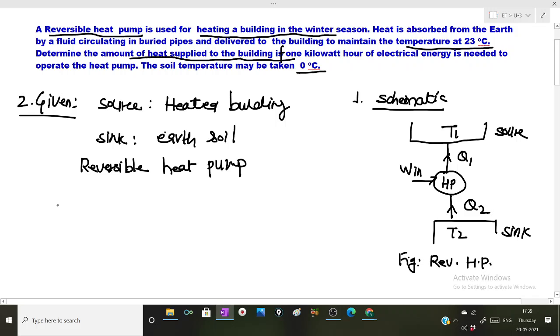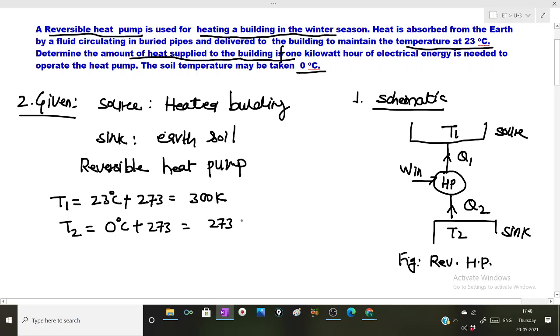Now what will be T1 here? T1 is nothing but the temperature of the heated building, 23 degrees Celsius, so it will be 300 Kelvin. What will be T2 here? It is nothing but the sink temperature, and the earth soil is the sink here. So this will be T2, that is 273 Kelvin.